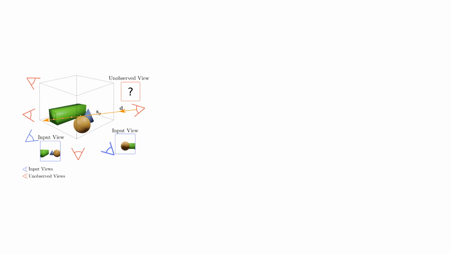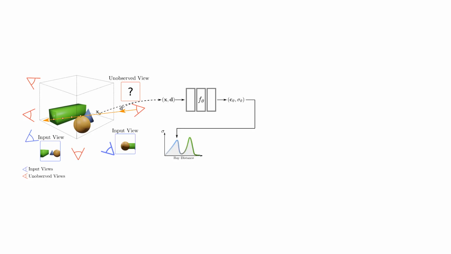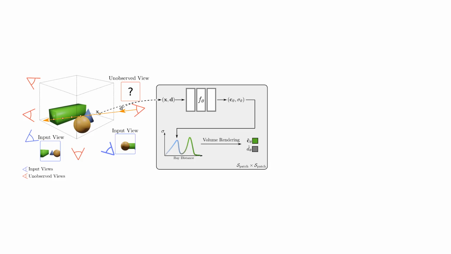We feed these points along with the viewing directions to our neural network f theta, which predicts a color and a density for each point. Doing this for all points along the ray allows us to do alpha compositing. We do this for the predicted color c hat as well as the predicted depth value d hat. Repeating this for all rays for a given patch, we obtain a predicted RGB color patch as well as a depth patch.